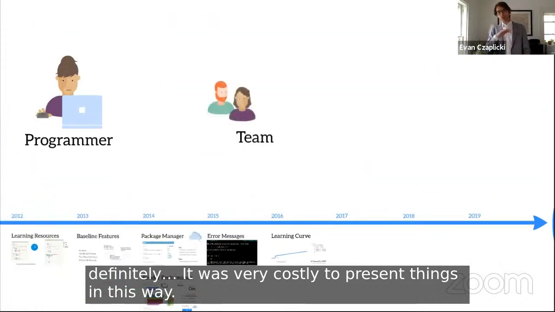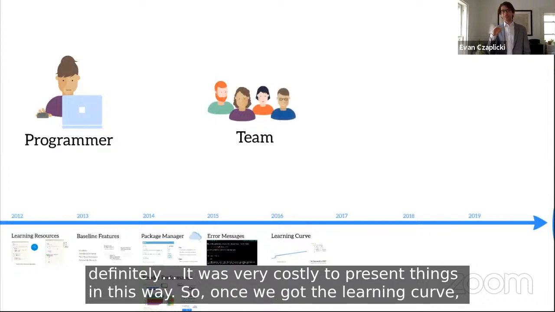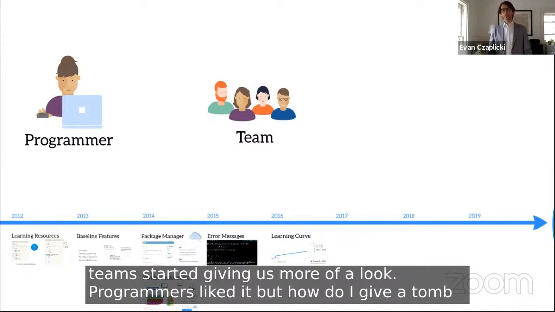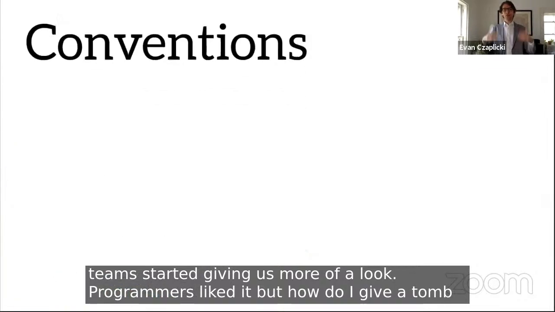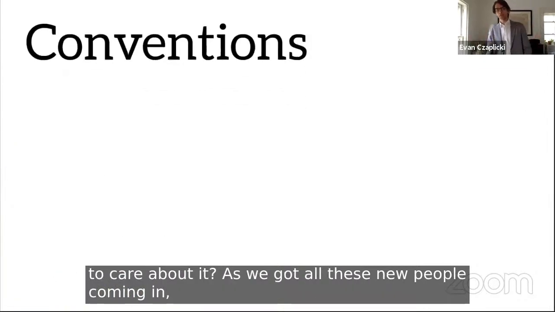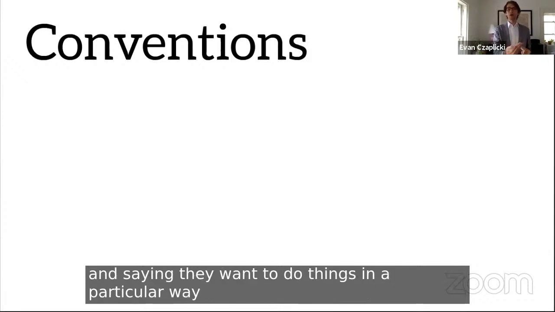So once we got the learning curve, teams started giving Elm more of a look. Programmers were like, this is cool, I like it. How do I get a team to care about it? And as we got all these new people coming into Elm, wanting to use it in teams, a lot of people just weren't familiar with functional programming techniques. They're coming in and saying, I want to do things in an object-oriented way. Why is that hard? Why does Elm not let me do that? Does Elm suck? Does Elm need new features?